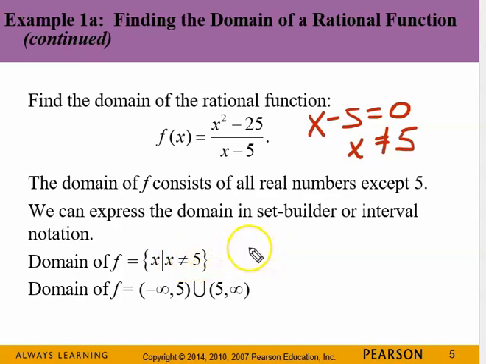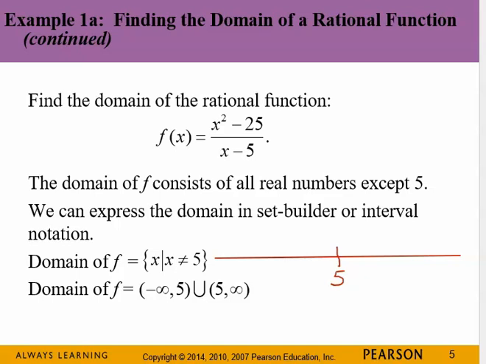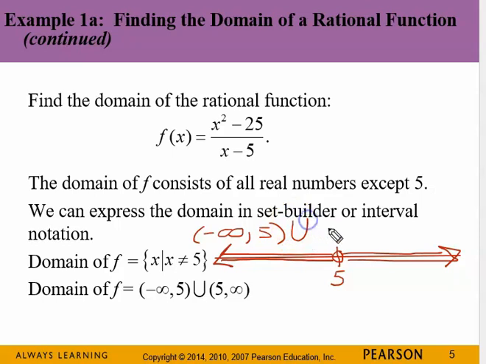Now that's one way of doing it. If we were to put this on our number line, we would exclude the 5 by putting a little circle around it, and then solid line going this way, and then a solid line going this way. And we would write that in interval notation as coming from negative infinity, going up to 5, but not including 5, and then in union with the other side, not including 5 again, and going to positive infinity. And that's what they are showing you here.